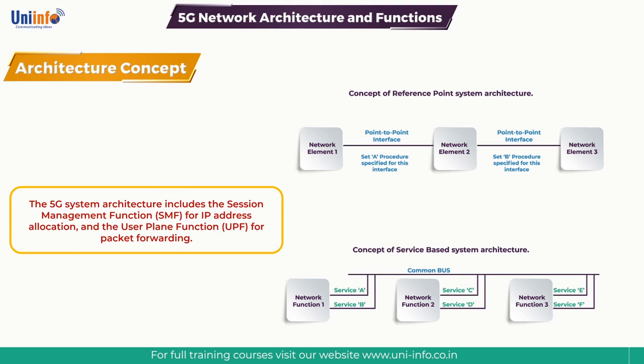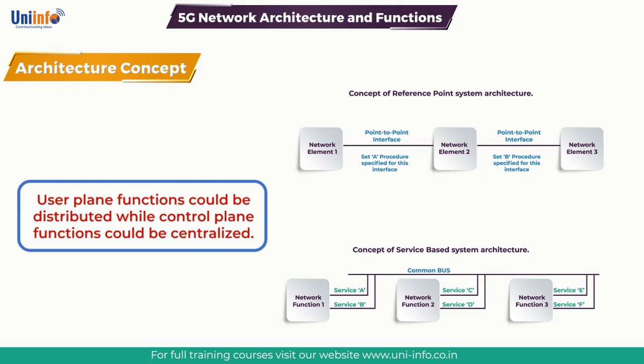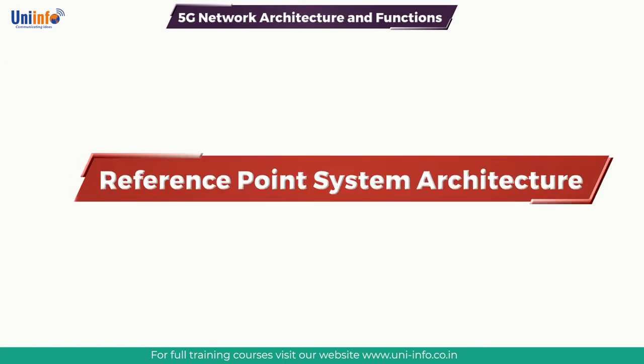User plane and control plane separation allows independent scaling of the two functions. For example, operators can add more user plane capability without having to add more control plane capability. It also allows different deployment strategies to be adopted for the user plane and control plane. For example, user plane function could be distributed while control plane function could be centralized. Distributing the user plane functions helps to keep them located geographically close to the access network and so helps to minimize latency. Our next topic is reference point system architecture.